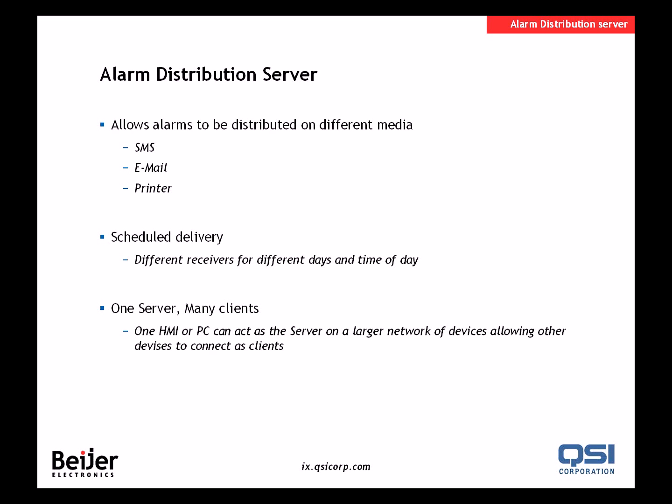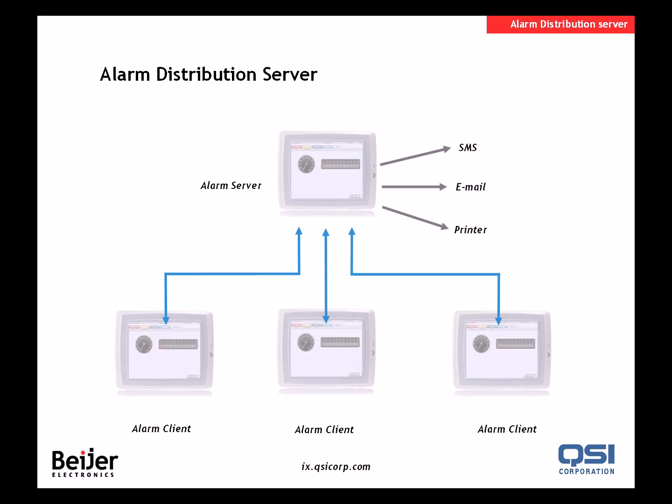And you can also have one server and many clients. This means that if you have a PC or an HMI as a central point which is connected to a printer and have internet access, that can then act as the server. So this can be the only PC or HMI that has connection to a printer, for example. Then all the other HMIs in the network can send its alarm information to this alarm distribution server, which is then handling sending out the emails and SMS and printing. This allows you to make a more secure network and a more cost-effective network.